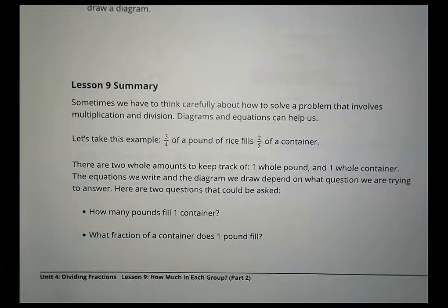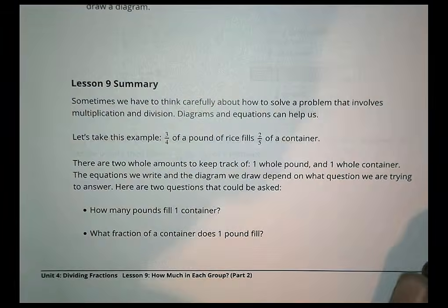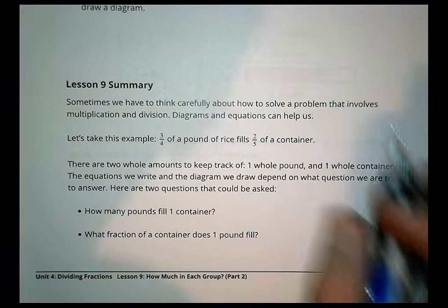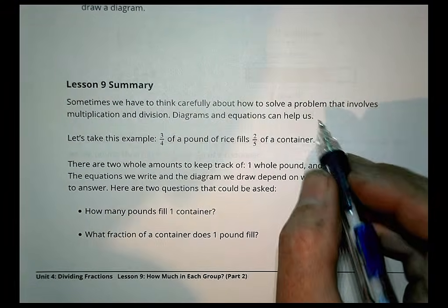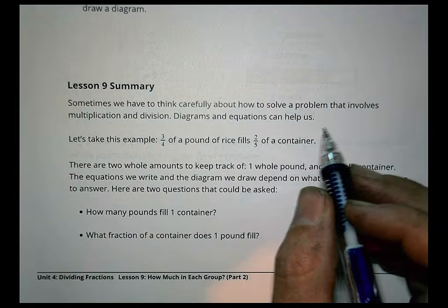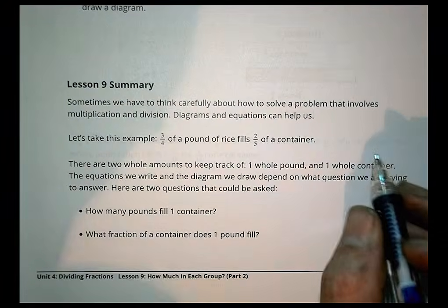Sometimes we have to think carefully about how to solve a problem that involves multiplication and division. Diagrams and equations can help us. They can also sometimes slow you down a little bit too if you have to draw too many squares and boxes. So, take an example.